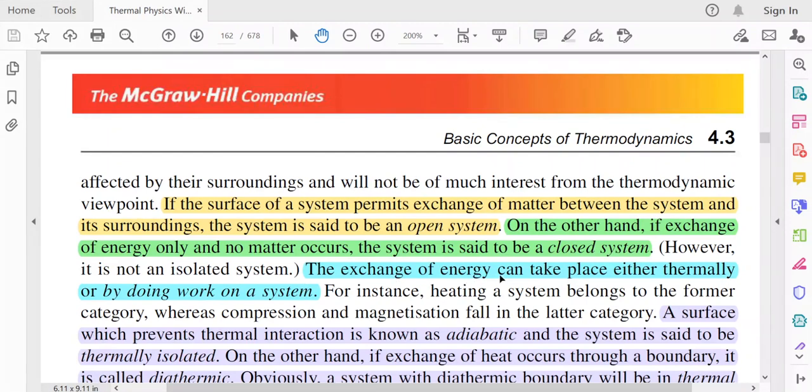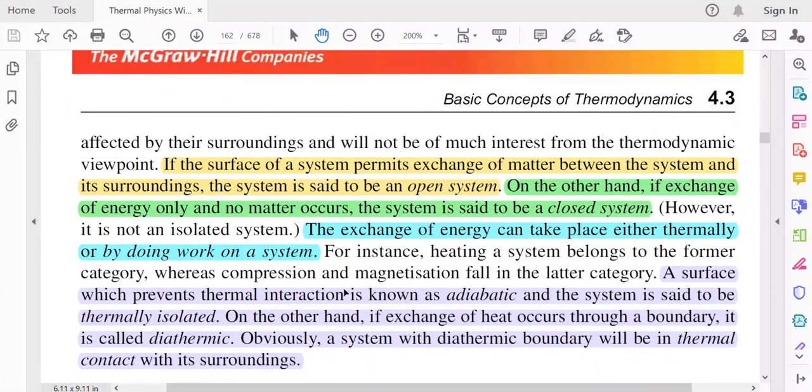The exchange of energy can take place either thermally or by doing work on a system. As in a closed system, there is some exchange of energy. So how does the exchange of energy take place? Either thermally or by doing work on a system. For instance, heating a system belongs to the former category. That means if you heat a system, then the energy can be exchanged via a thermal process.